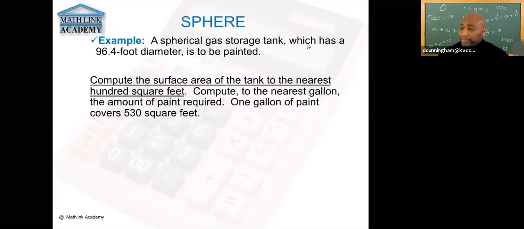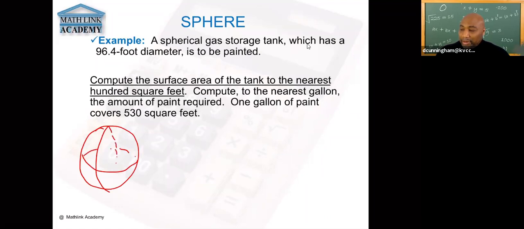Let's jump here. And to find the surface area, I'm going to see if I can draw and delete my drawing. So here we have our three-dimensional sphere. And what we want to do is just find that surface area. We know that the diameter, which is from here to here, is 96.4 feet. So let's figure out the surface area. We'll just use our formula.